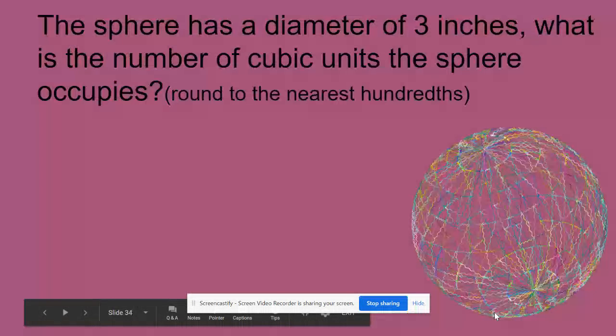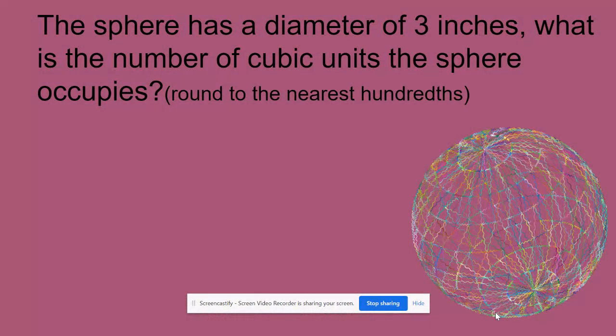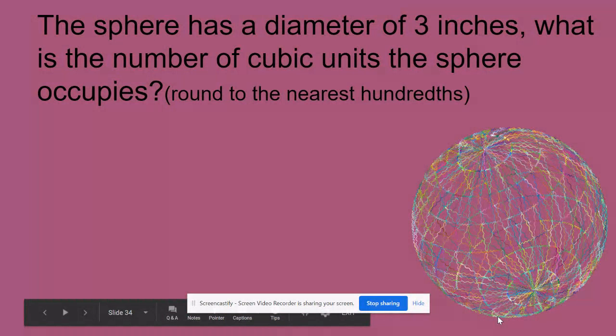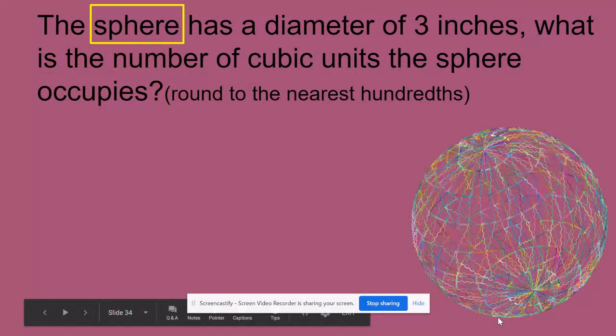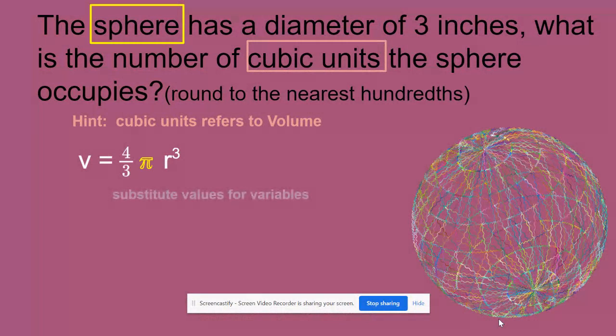Let's take a look. The first example reads, the sphere has a diameter of 3 inches. What is the number of cubic units the sphere occupies? In this question, it doesn't necessarily tell me I'm looking for volume. So I have to read carefully, and I see that I have a sphere, and it also asks me for the cubic units. That's an indicator of volume. So I'm going to start with my volume formula.